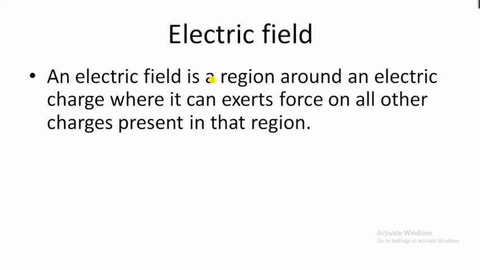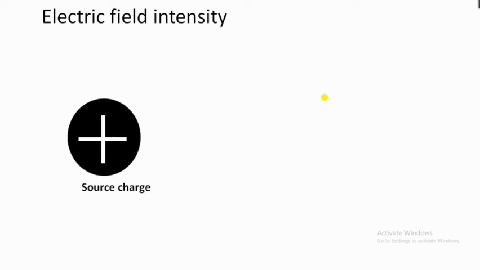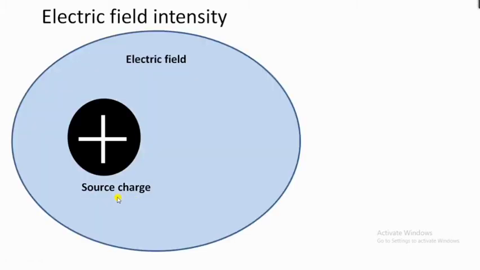So electric field is a region around a charge in which it can exert force on other charges. And the next term related with electric field is electric field intensity. Suppose we have a charge called source charge. Source charge is a charge which produces electric field, and we keep a small charge called test charge to detect the electric field of this source charge, and there will be a force on this charge inside the electric field.